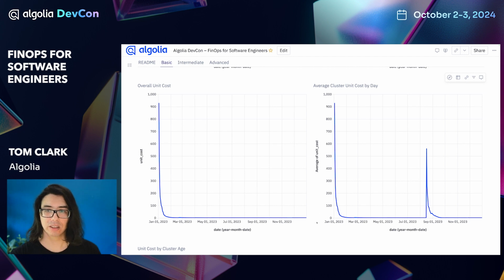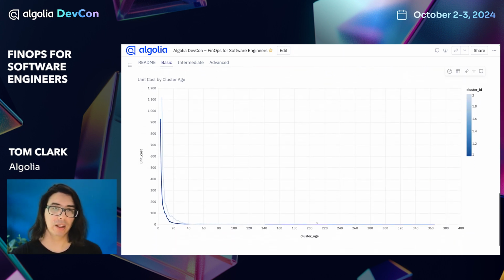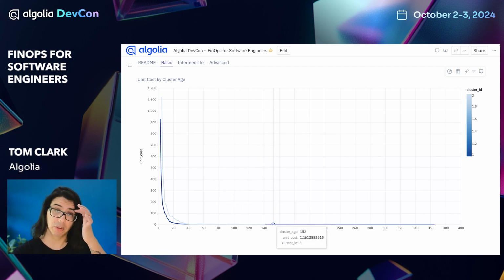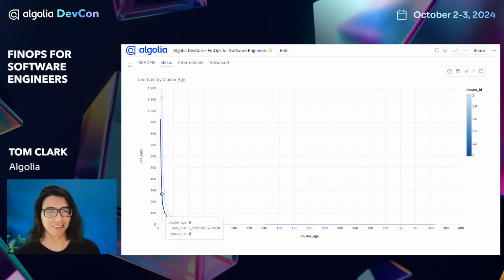So these clusters, they're created at different times. But if we graph them by age, then we see that over time they appear to converge on some very similar unit cost value. And so this is a great way to sort of race your clusters to see how quickly they can converge.